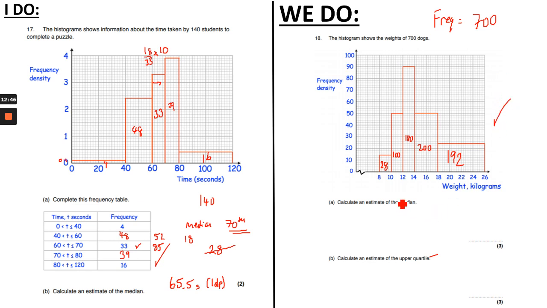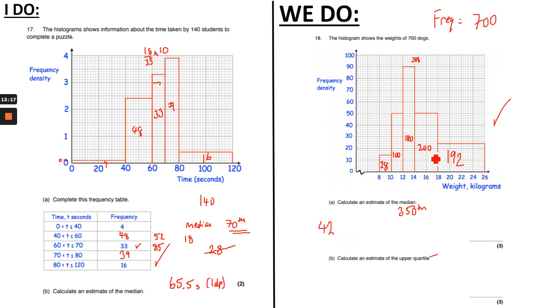It then says calculate an estimate of the median. Well, the median is going to be the 350th person. So where is the 350th person? Well, 28 add 100 is 128. Add 180 is 308. So up to here, we've got 308 people. Now to get to 350, I need an extra 42 people.